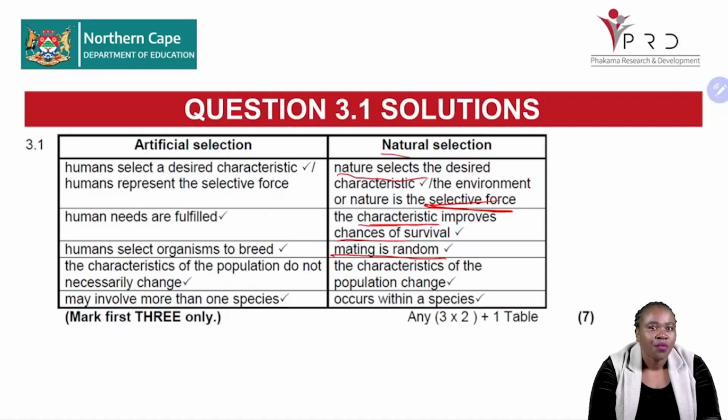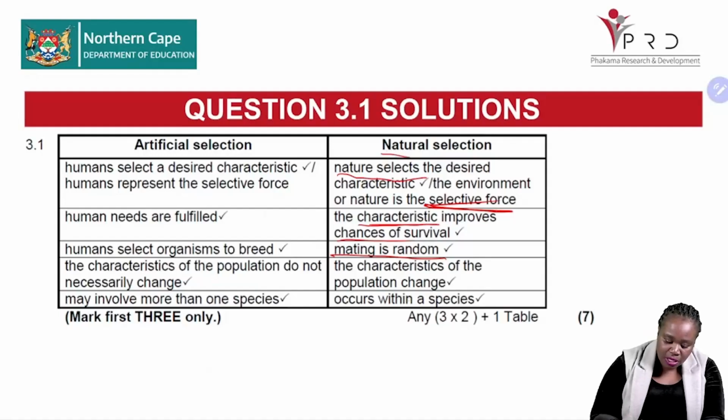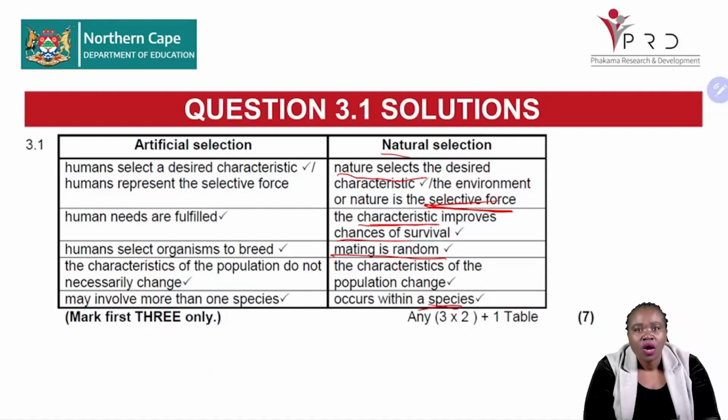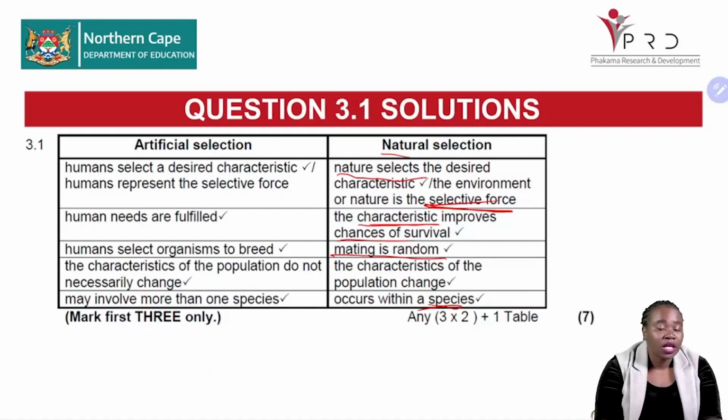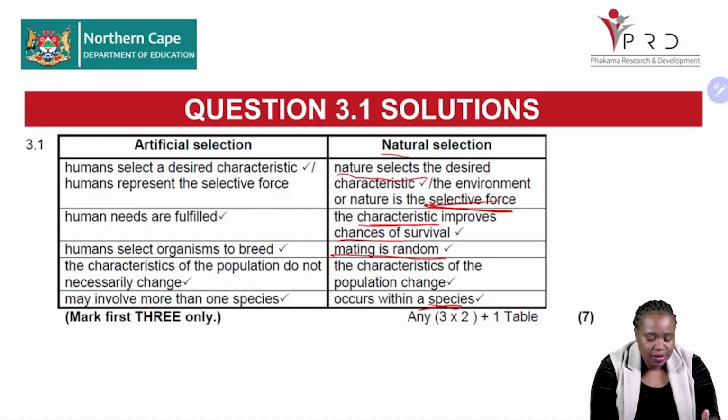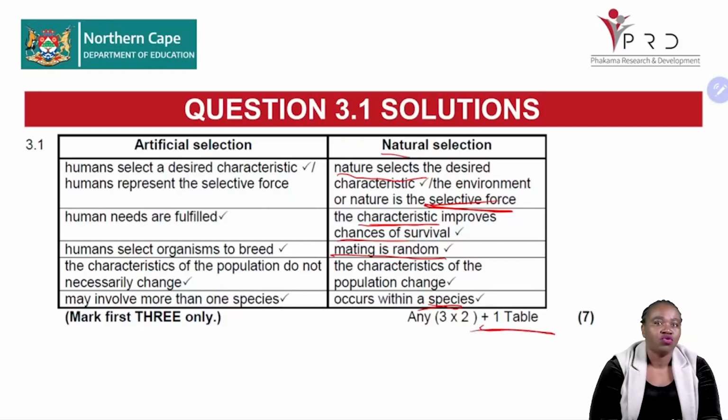And then lastly, it may involve more than one species, whereas with natural selection, it occurs within a species. Why does it occur within a species in natural selection? It is because organisms of different species will not be able to interbreed. There will not be any gene flow between the organisms of different species, hence it can only take place within the same species when it comes to natural selection. So any of these 3 points would get you the 6 marks plus that 1 mark for drawing a table.